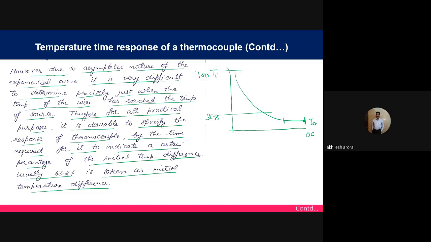So what is the difference? The difference between this 100 and 36.8 would be equal to 63.2. So if I am able to calculate the time at this particular instant, then that time is known as the response. That time is actually given a particular name and it is known as the time constant. Okay, so that value is the time constant. So this you will come to know.